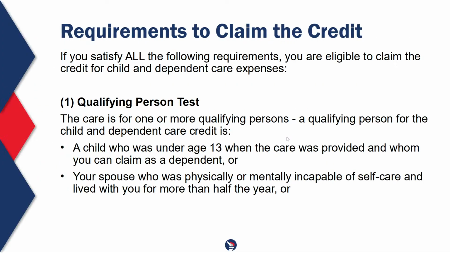Form 2441 is your form. To qualify for this, you must meet all of the requirements to be eligible to claim the child and dependent care expenses. First, the care is for one or more qualifying persons. A qualifying person for the child and dependent care expense credit is a child who was under the age of 13 when the care was provided and whom you can claim as a dependent. This is important: under the age of 13 when the care was provided.